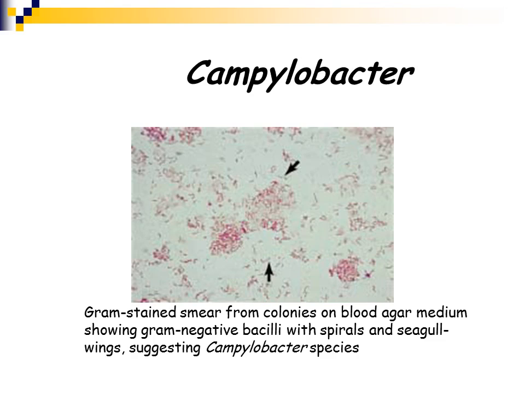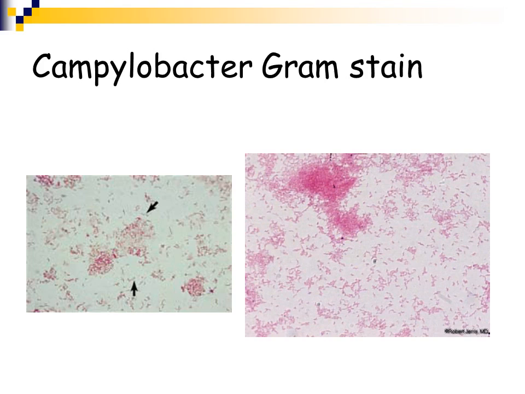So here's a gram stained smear from colonies on blood agar media showing your gram negative rods, and you could sometimes see that seagull wing shape or a slightly S or spiral shape that would be suggestive of Campylobacter. Again, another Campylobacter gram stain, but very difficult to differentiate one gram negative from another.